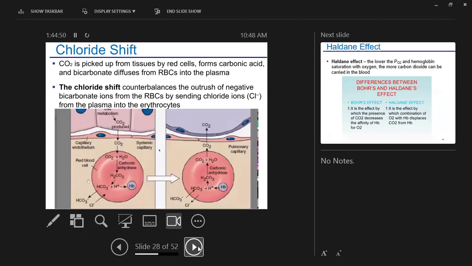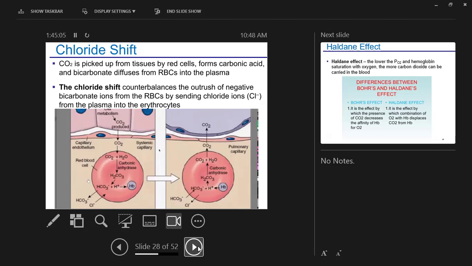The chloride shift is another one of those. So the Bohr effect is one of the laws. I think the last one we looked at was either Henry or Dalton, and we looked at the Bohr effect. Now we have what's called the chloride shift.